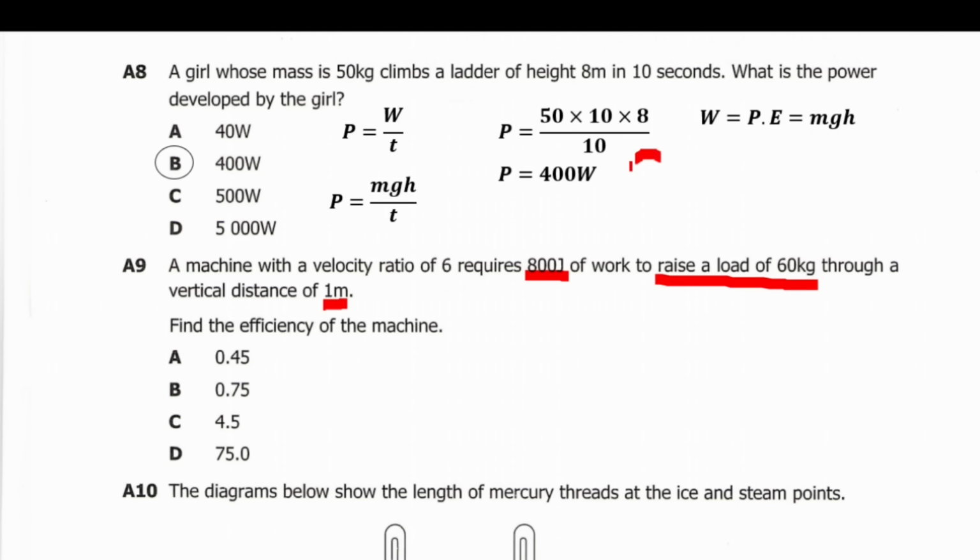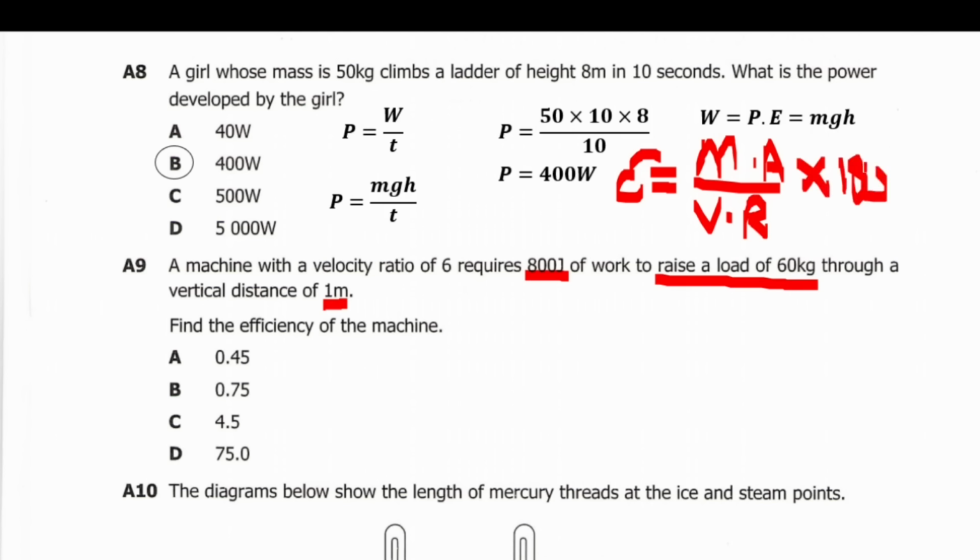Efficiency has two formulas. Efficiency is equal to mechanical advantage divided by velocity ratio times 100%. Now looking at our question here, we are given a velocity ratio of 6. Then can we calculate mechanical advantage? Do we have mechanical advantage? Mechanical advantage can also be found by load over effort. Do we have load? Yes. The load which we have is 60 kilograms.